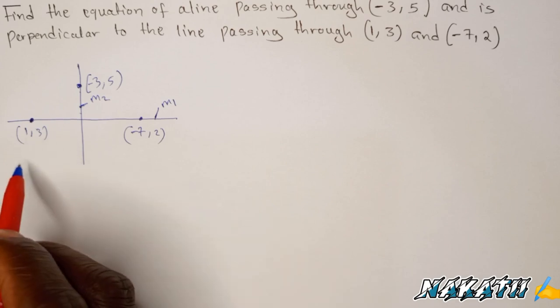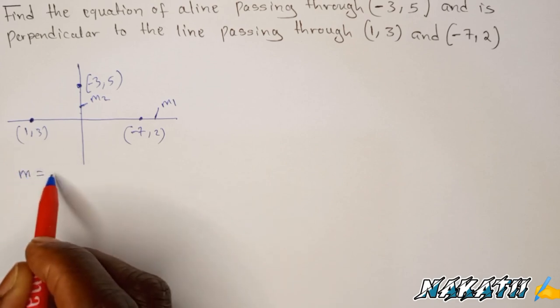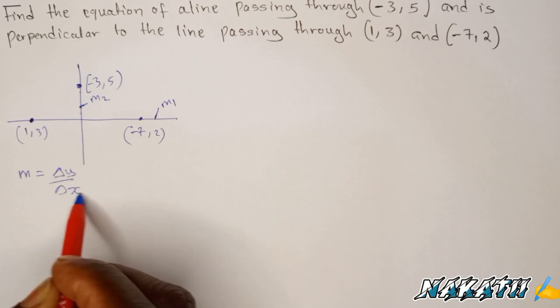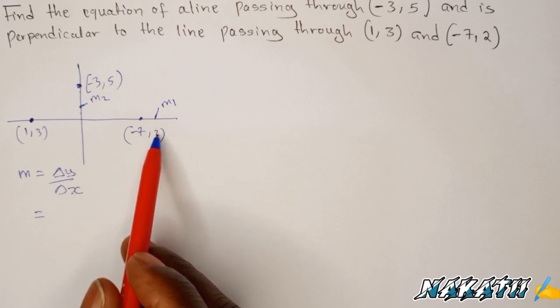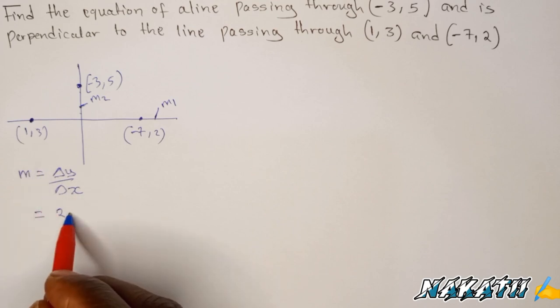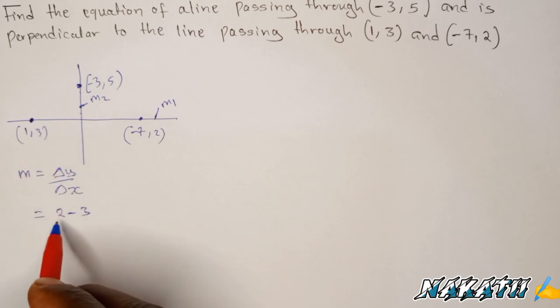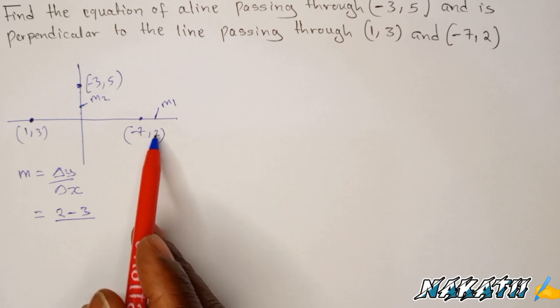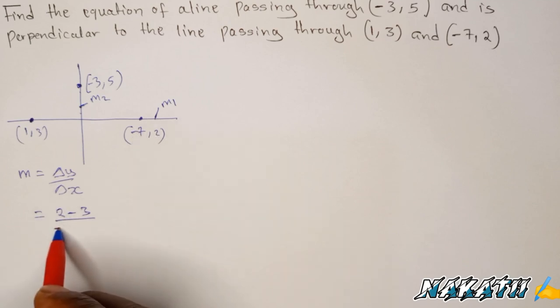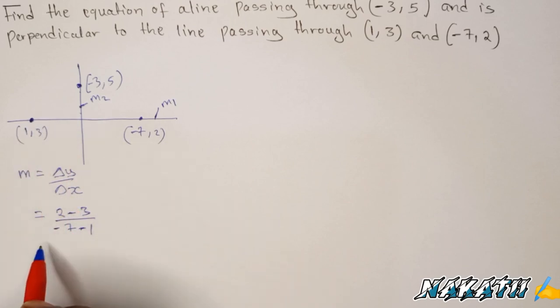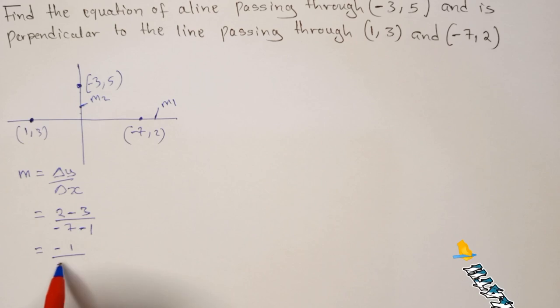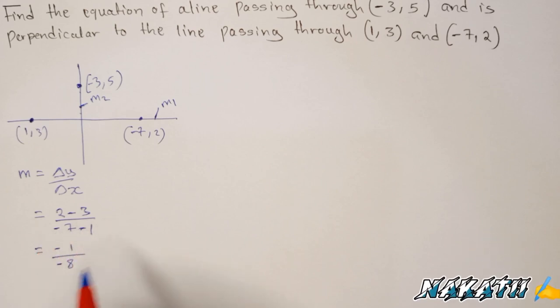We're going to say gradient is change in y over change in x. So in our case, you can start with the y coordinate this side, which is 2, minus the y coordinate this side, which is 3, divided by the x coordinate this side, which is -7, minus the x coordinate the other side, which is 1. This will give you -1 in the numerator, divided by -8, since -7 minus 1 is -8. So finally your gradient will be 1 over 8.